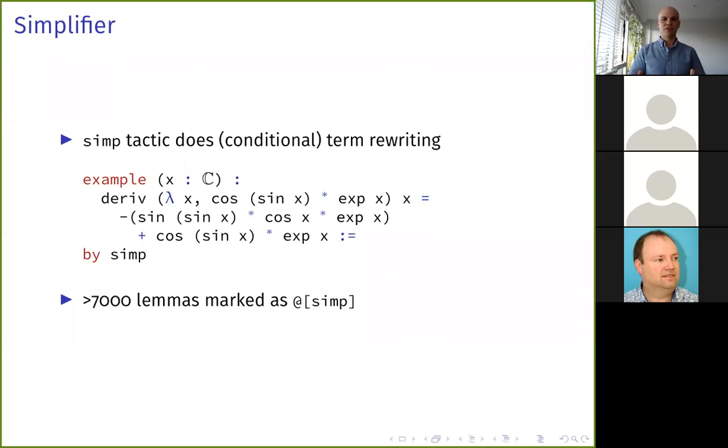And this is really useful because you can do really cool stuff using it. For example, if you want to compute the complex derivative of the function cosine of sine of x times e to the x, then the simplifier can do this for you. You don't need to know how the lemmas are called. You don't need to chain them. You don't need to write a large tactic. You can just write by simp, and this is all done for you. And since this is so useful, a lot of lemmas are marked as simp in mathlib. At the time we wrote the paper, it was more than 7,000 lemmas.